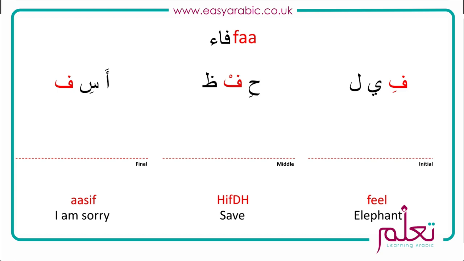Next we have the letter Fa. So the first word is Fil, which is elephant. Fa. We have Ya. We have the Lam. Fil.